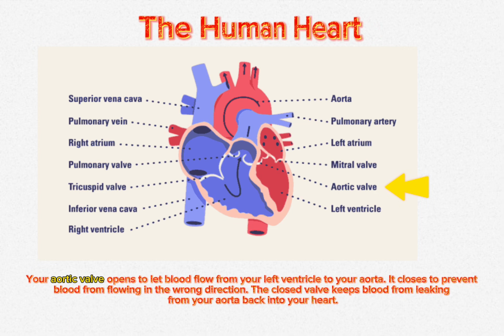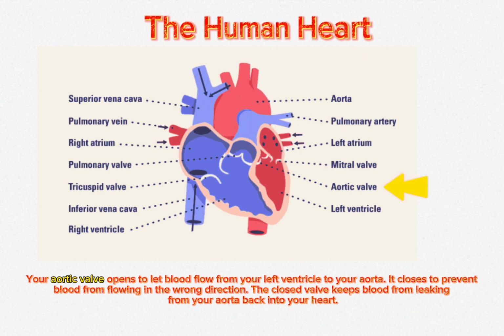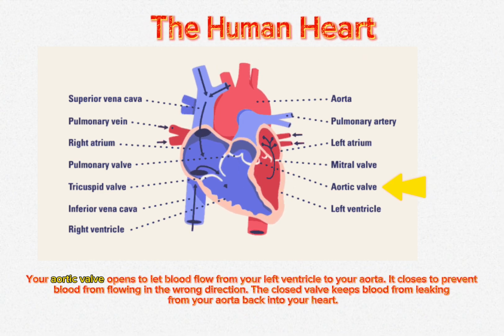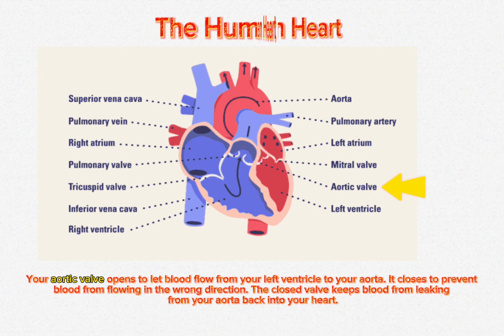Your aortic valve opens to let blood flow from your left ventricle to your aorta. It closes to prevent blood from flowing in the wrong direction. The closed valve keeps blood from leaking from your aorta back into your heart.